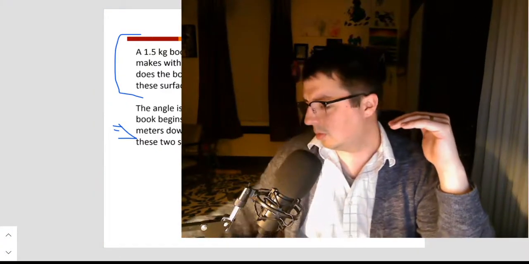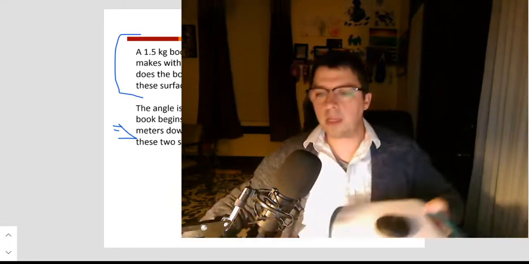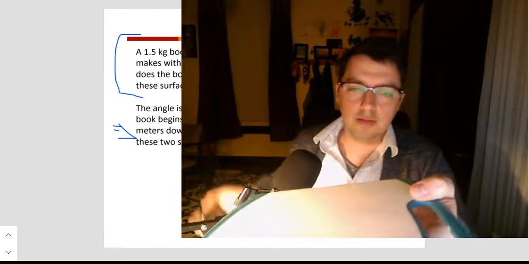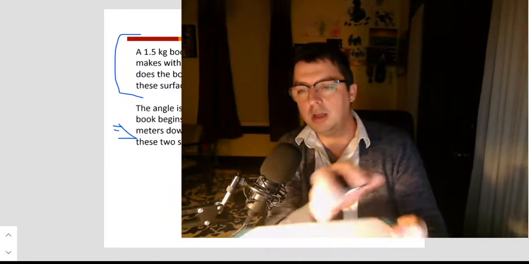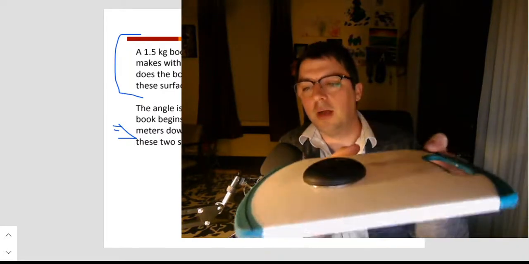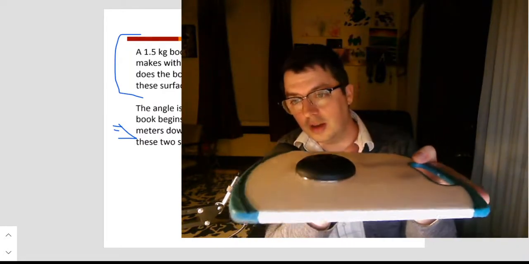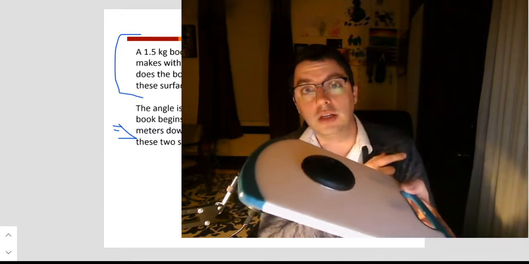So again, here's a zoomed up version of me. Let's say we have here, instead of a board, this cutting board. Let me move my microphone out of the way so I don't keep hitting it. And instead of a book, this is just the base that my stylus rests in. But right on a flat surface, it stays there. And now when I angle it up, friction is what's holding it in place.